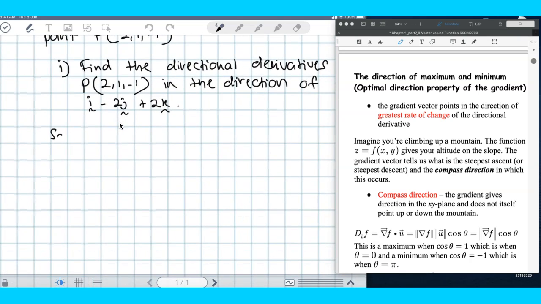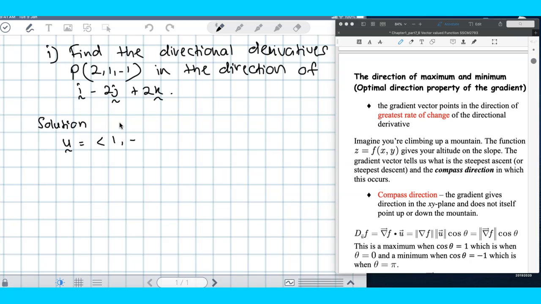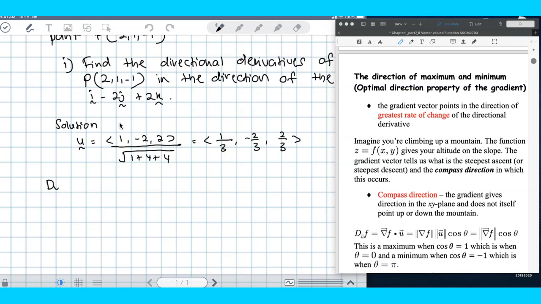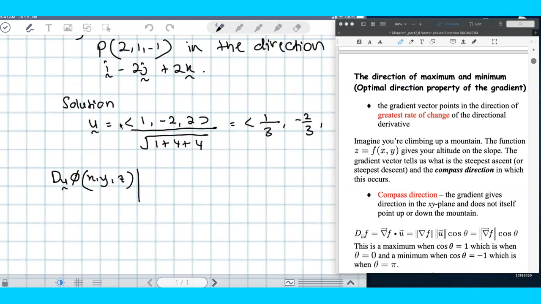So the solution is you have to find the unit vector first, where 1 minus 2 2 divided by its magnitude, which is 1 plus 4 plus 4. So you have 1 over 3, minus 2 over 3, and 2 over 3. Okay, so to get the directional derivative of the function given, x, y, z, at the point 2, 1, minus 1, it is given by gradient phi dot u.